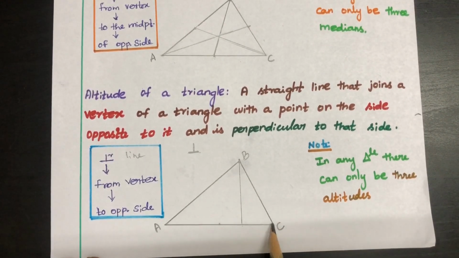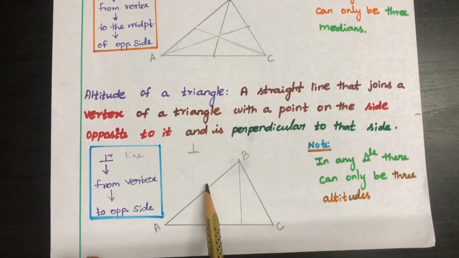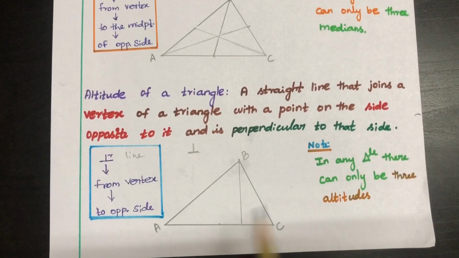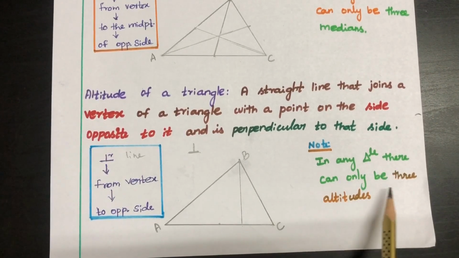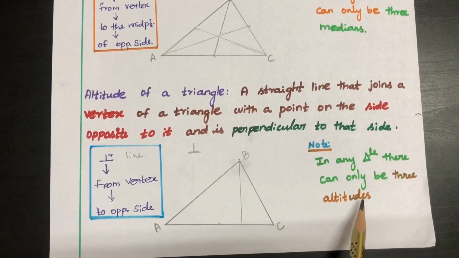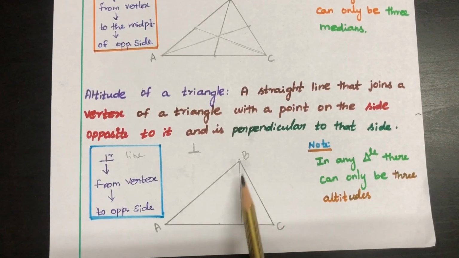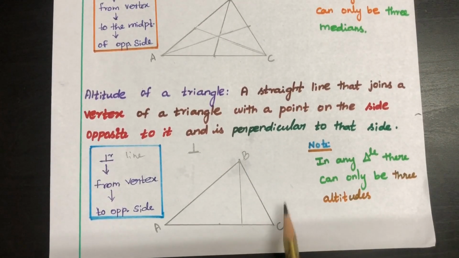It also has another 2 vertices. From A, we can draw an altitude. From C also, we can draw an altitude. Okay. So, in any triangle, there can only be 3 altitudes. Also, a simple note, I am giving another extra note for your 1 mark. Not all the altitudes lie inside the triangle. It may be exterior. If it is an obtuse angle, the altitude lies outside of the triangle. I will teach you later about that also.